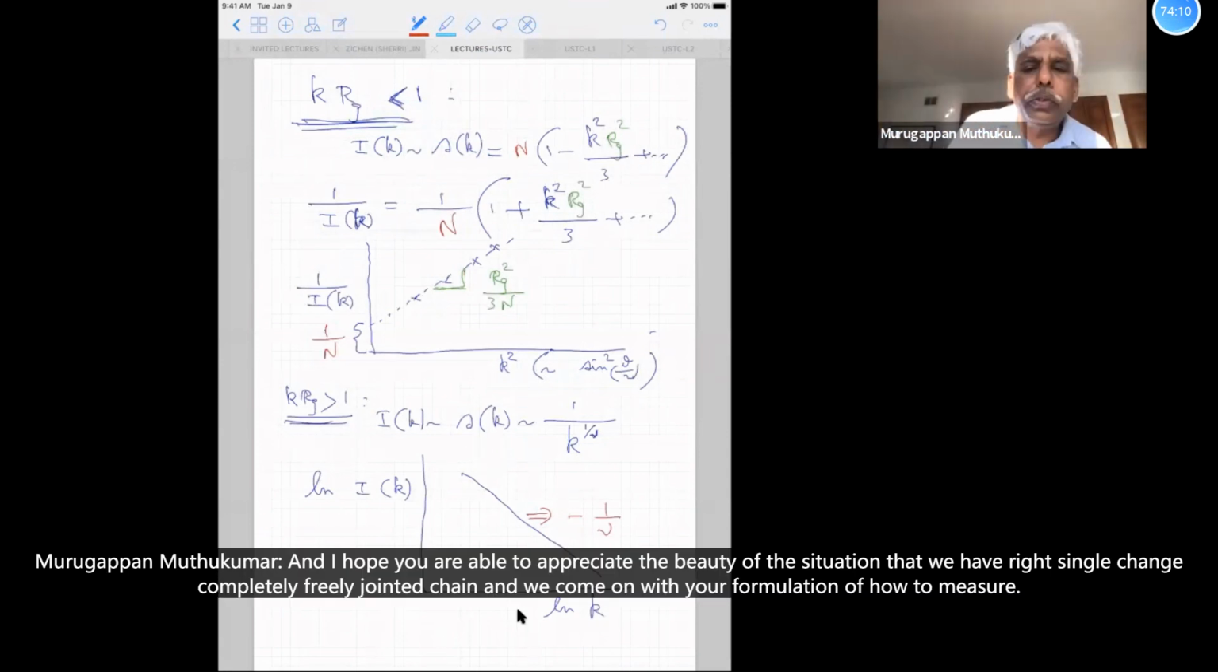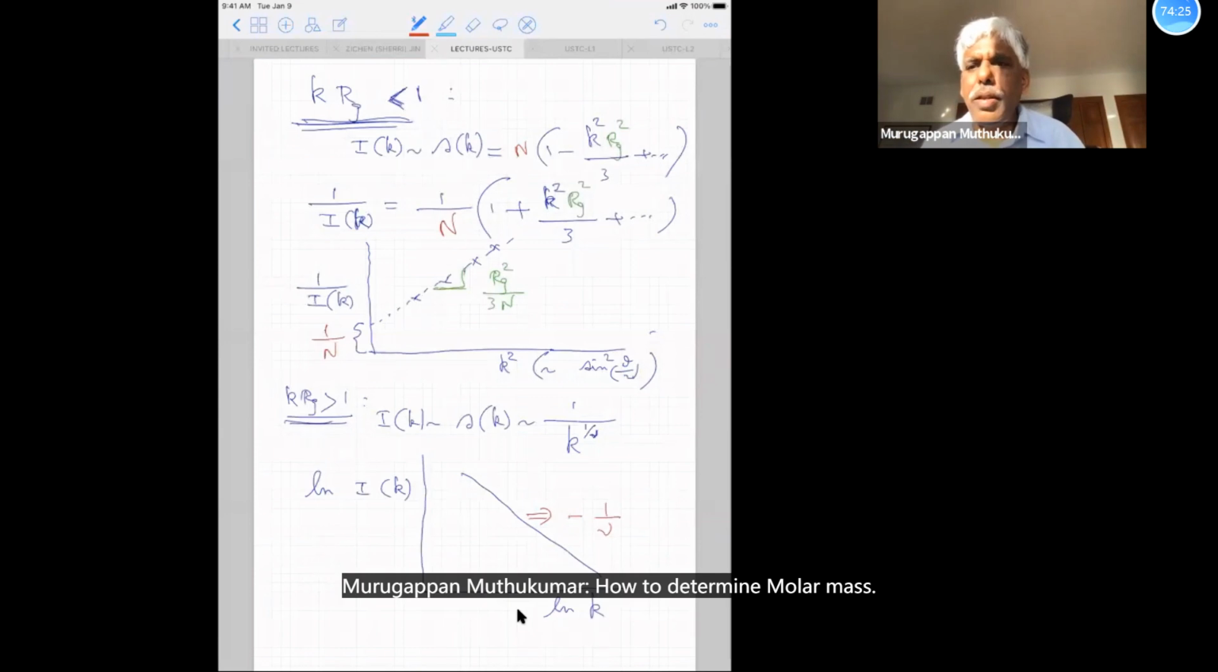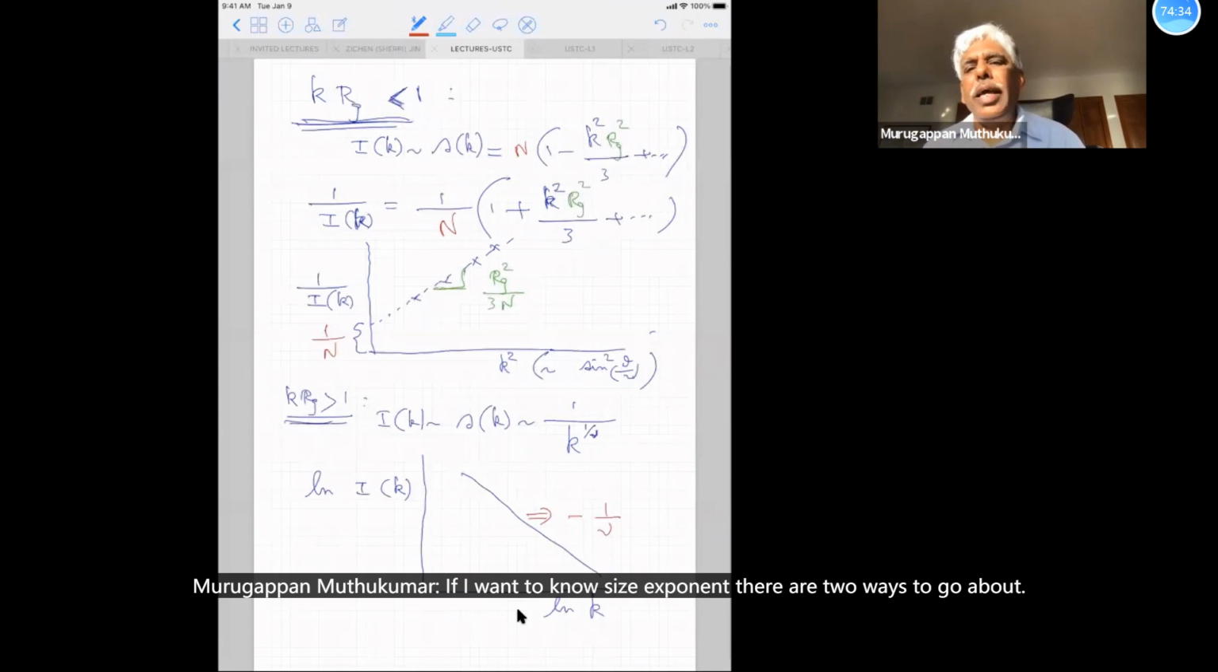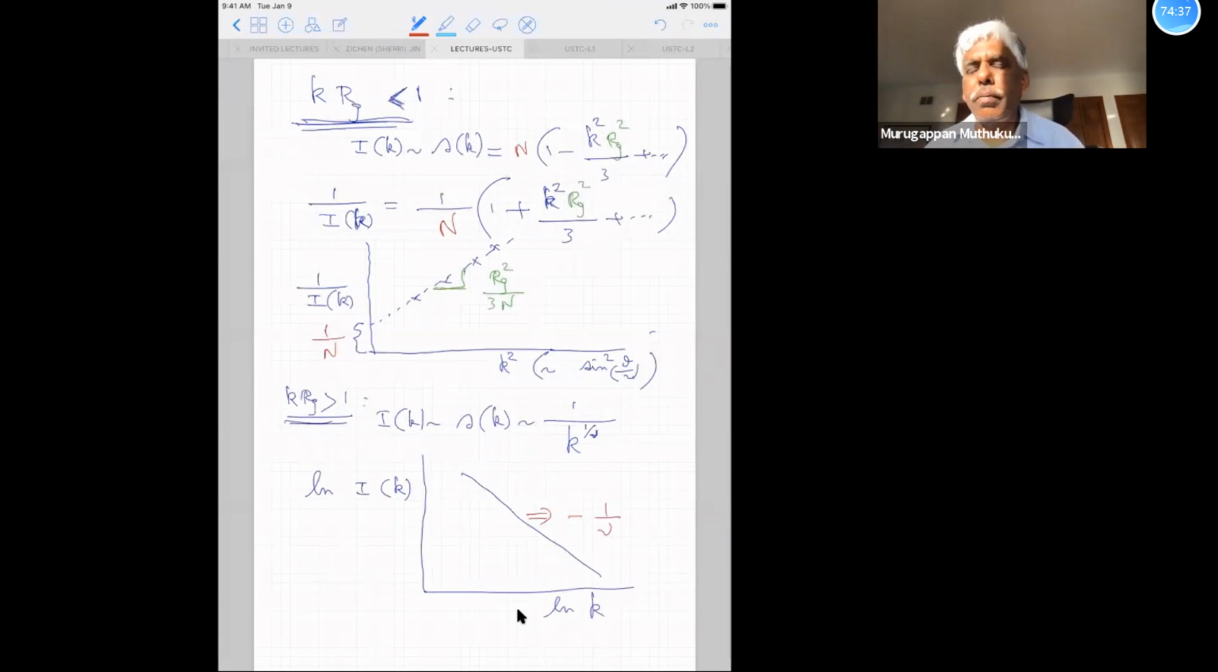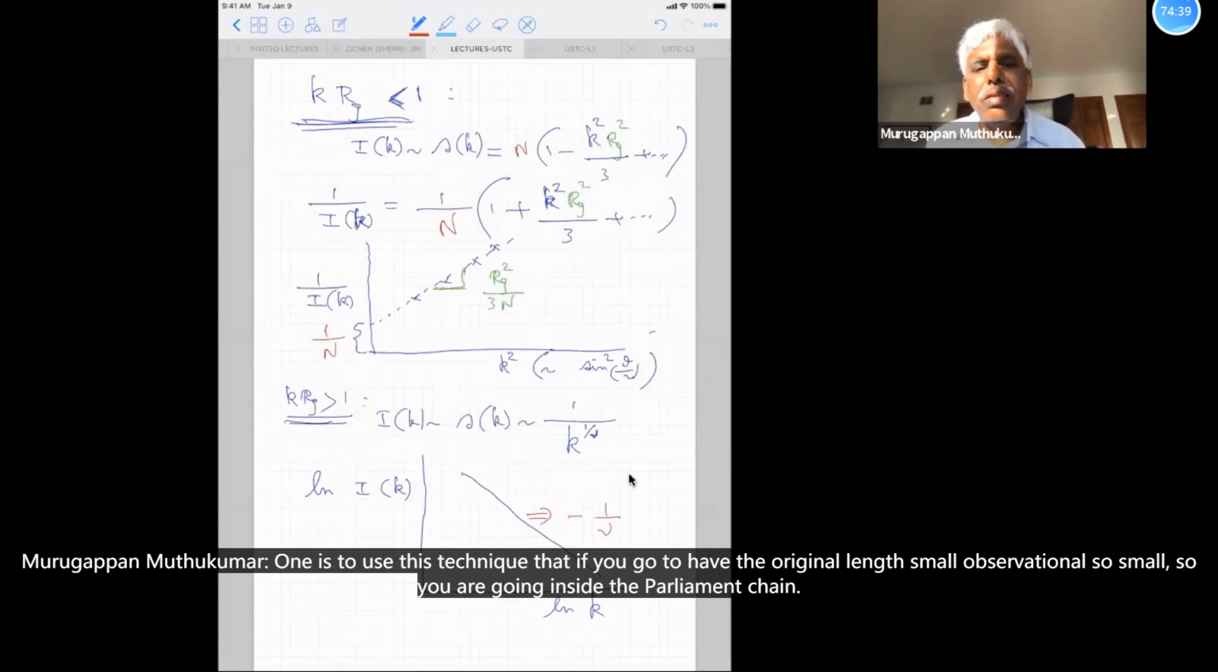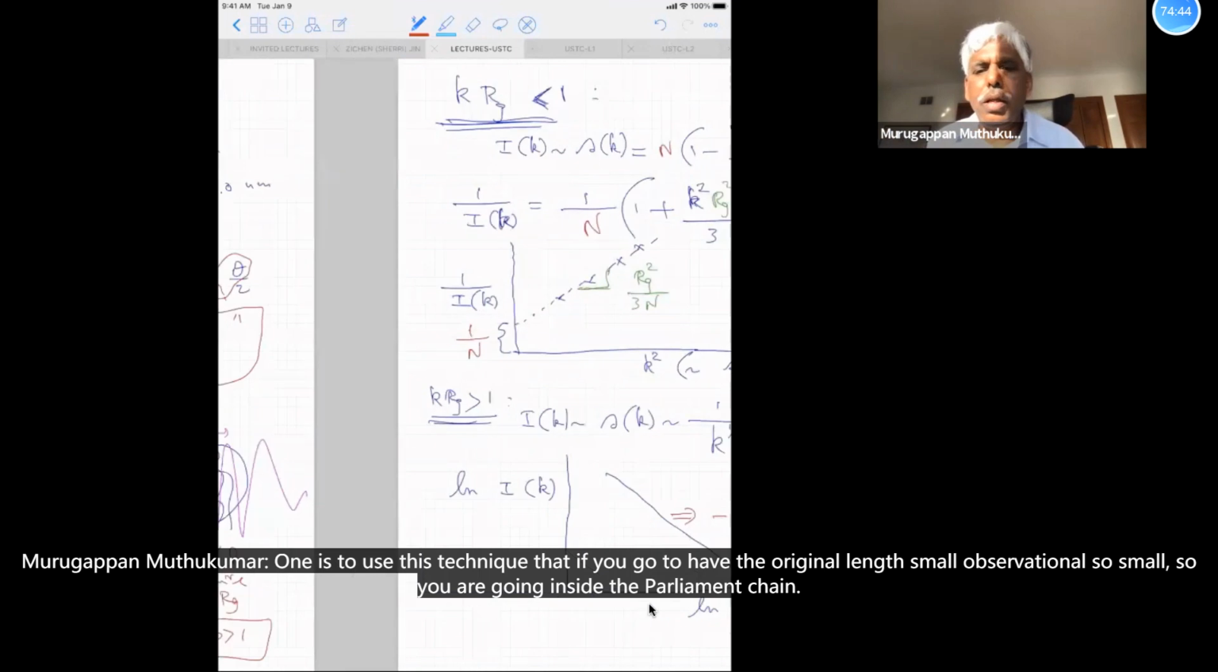And I hope you are able to appreciate the beauty of the situation that we have, right? Single chain, completely freely jointed chain, and we come up with a formulation of how to determine molar mass, radius of gyration, fractal dimension, size exponent. If I want to know the size exponent, there are two ways to go about. One is to use this technique. That is, you go to observation length small. Observation length is small.